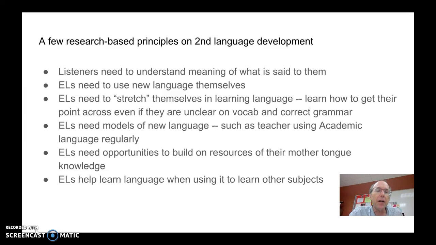English learners need models of new languages, such as the teacher using academic language regularly. It helps if they can build on what they already know from their mother tongue. And again, bringing it back to meaning, it has always helped if you could learn content and language. I guess trying to say learning content and languages at the same time is best. It not only helps them learn content, again, but it helps them learn the language better.